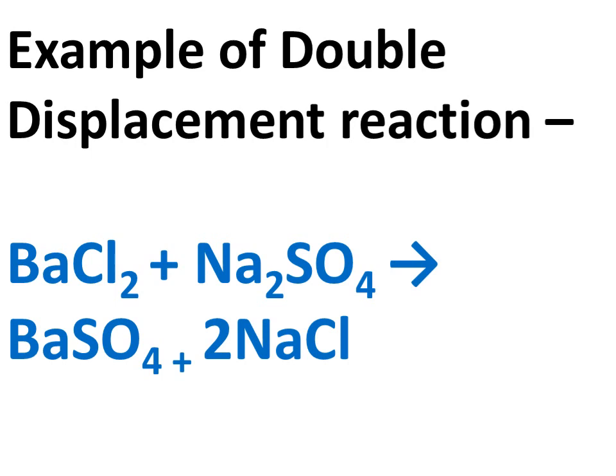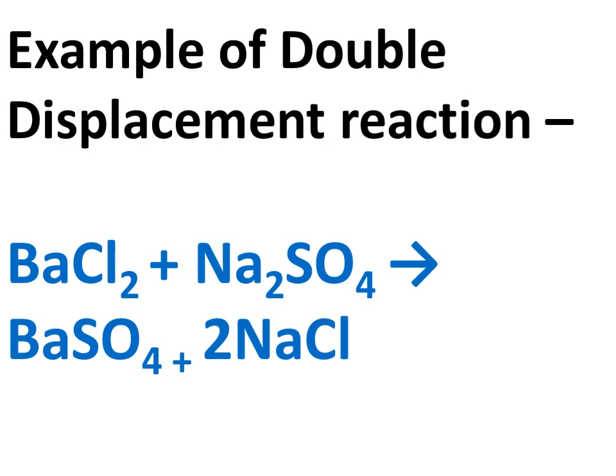So BaCl2 is getting combined with SO4 and forming BaSO4, and Na is getting combined with Cl and forming 2 NaCl. So both of them are getting intermixed. So this is known as a double displacement reaction.